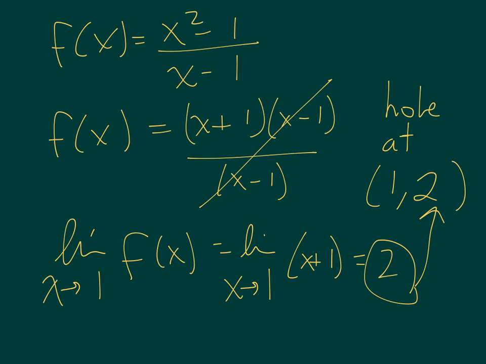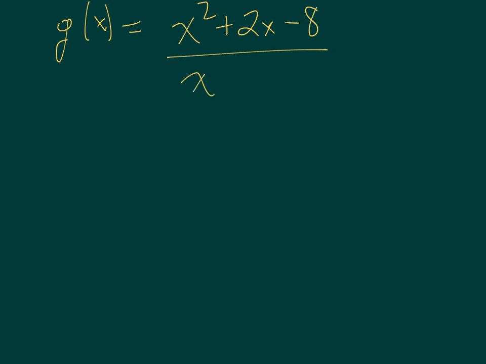Let's look at another example. Let's say I have something like this. Let's mix it up. Let's call it g of x equals x squared plus 2x minus 8 all over x squared minus 4. Okay, so let's factor this fully.